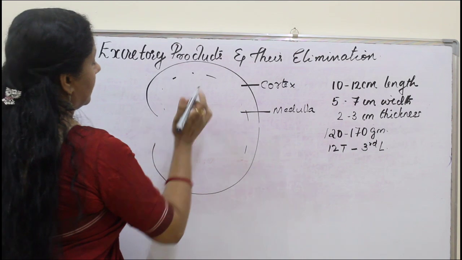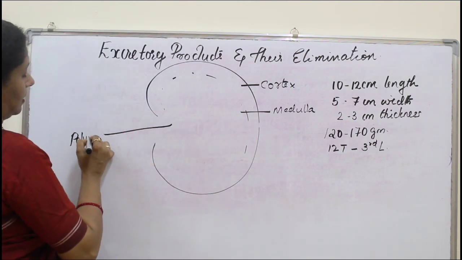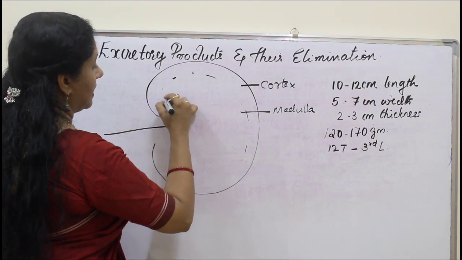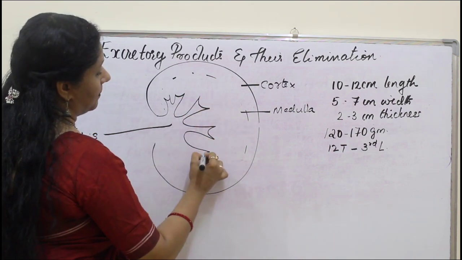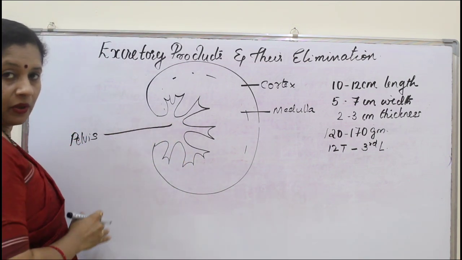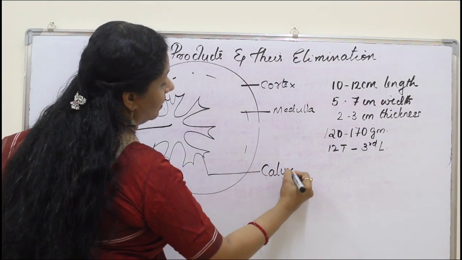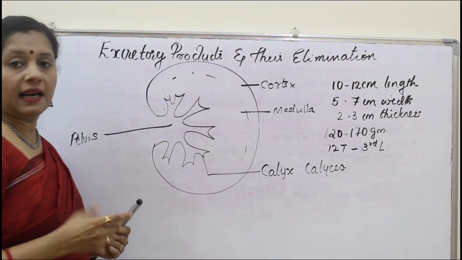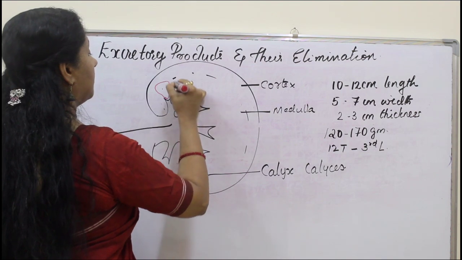Then inside this, here is a large space, this is called a pelvis. Okay, so this pelvis is the region where the urine gets collected. So from the pelvis region there are certain structures which are projecting into the medulla of the kidney, inside the kidney. So these are called a calyx. Calyx is singular, plural is calyces. Okay, now these calyces are continuous with some triangular shaped structures. They are the medullary pyramids.